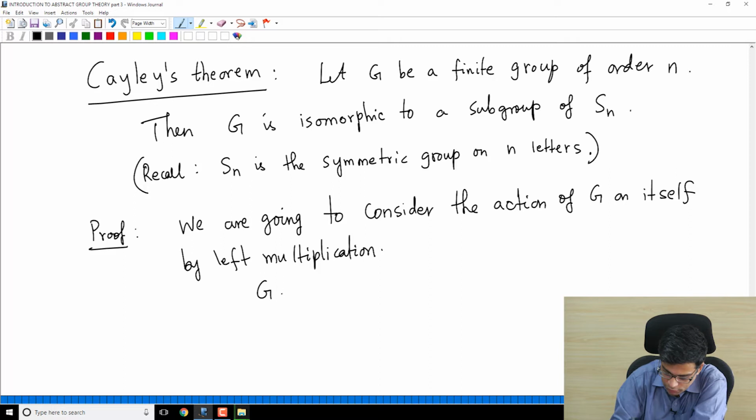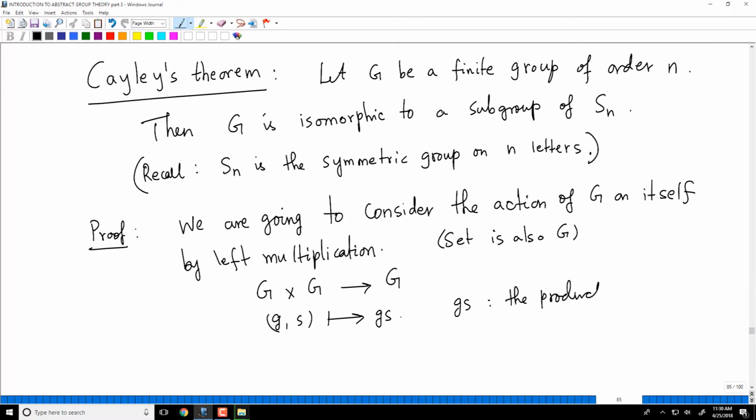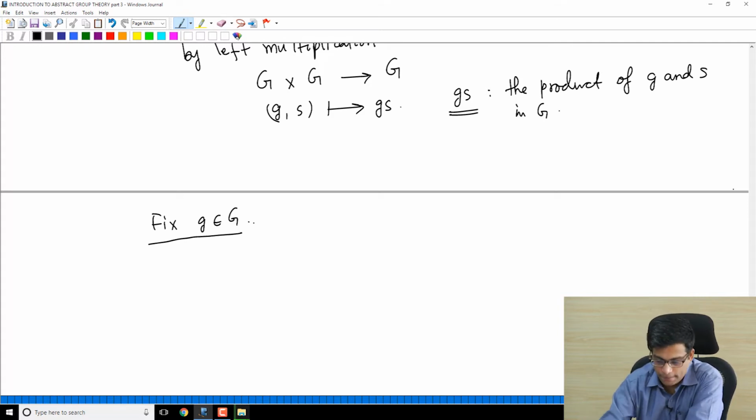This means if you have G, so here the set is also G, because G acts on itself, and then g comma s is simply gs, which is simply the product of g and s in G. So this is the product inside the group G. So let's use this. Now how do I use this? I'm going to fix a g in G. First fix a small g in G.